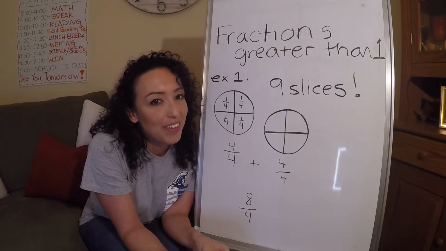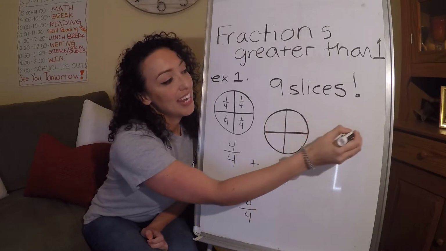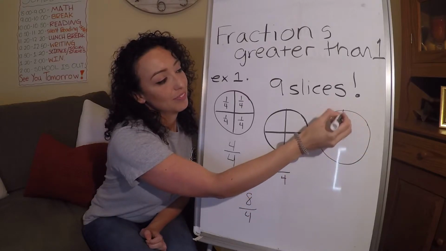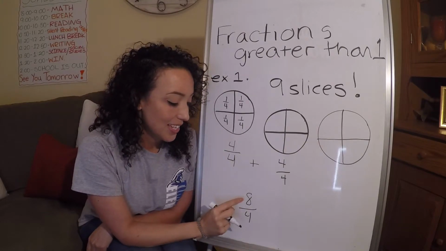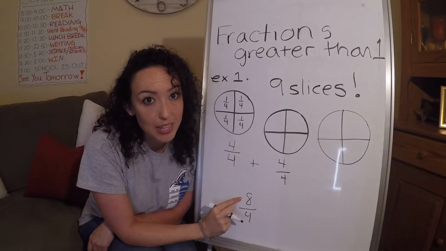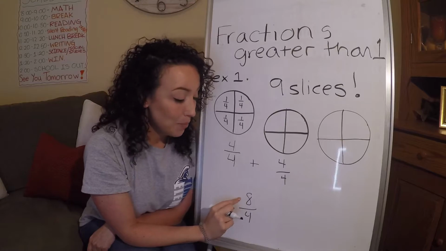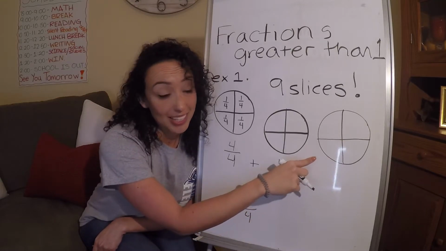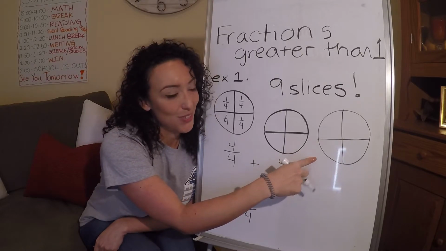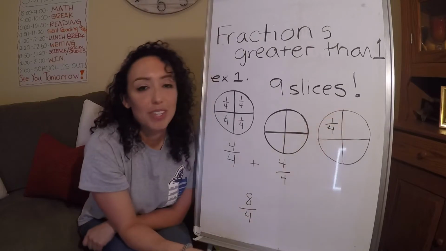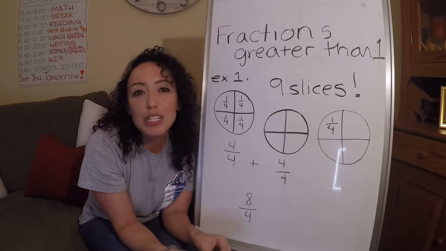But I still don't have enough. I have 9 slices. So I'm going to draw another pizza. The trick here, though, is right now you have 8/4, and I need 9. Therefore, I'm not going to need this whole pizza, am I? I'm only going to need how many slices? Just 1. The rest of it, maybe you ate before you came over. Maybe you didn't bring us all of it.